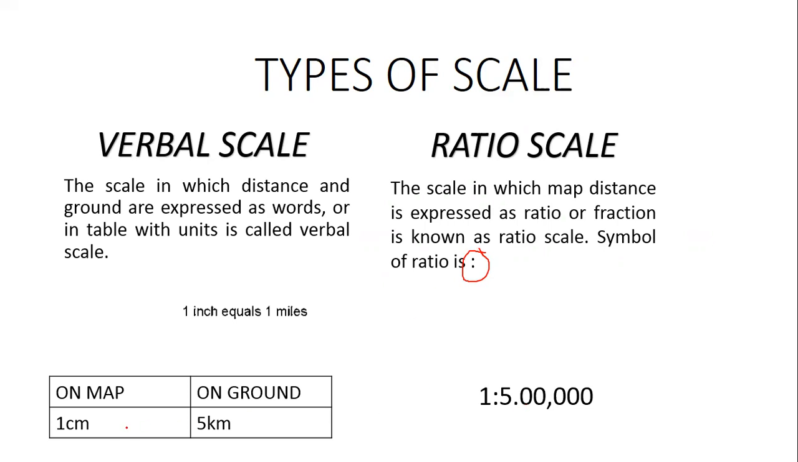1 meter equals 100 centimeters and 1 kilometer equals 1000 meters. So we will multiply 100 into 1000 into 5. Then we got 5 lakhs. And both the units are the same.